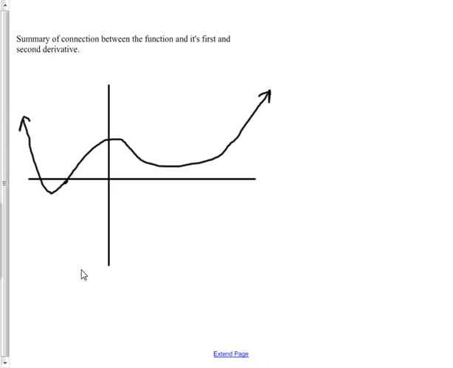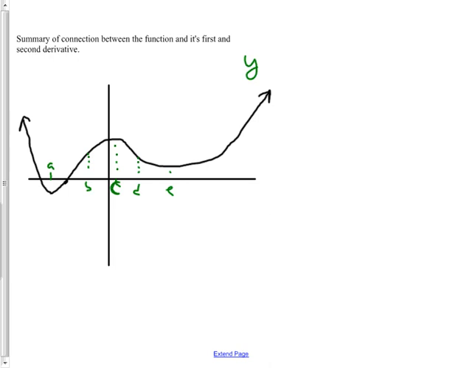I pulled together a summary of what we've been talking about with the first and second derivatives. Here's a graph of y. Let's label some points here. If we call this the point A, and call this the point B, C, D, E. I think that's good for right now.